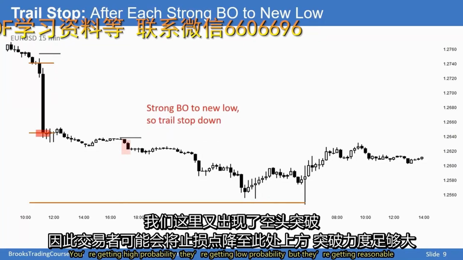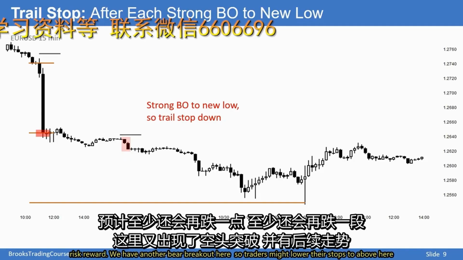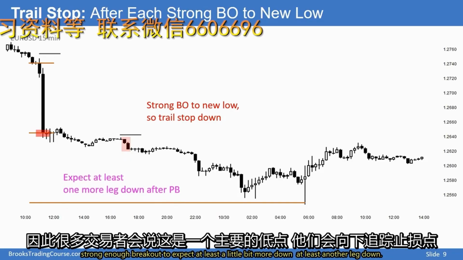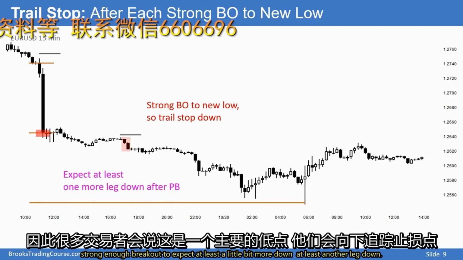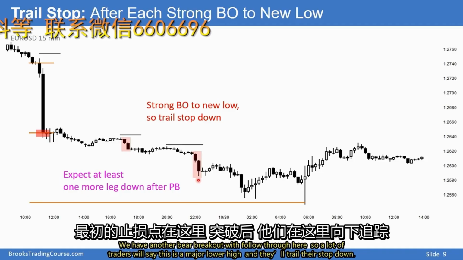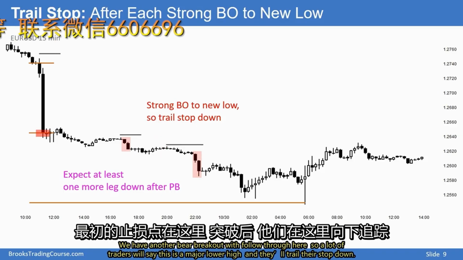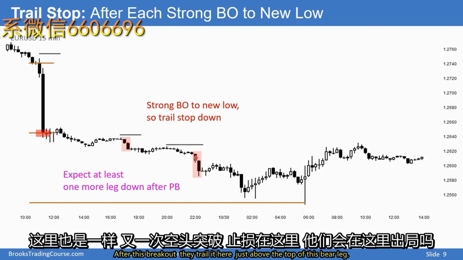You're getting high probability, they're getting low probability, but they're getting reasonable risk reward. We have another bear breakout here, so traders might lower their stops to above here. Strong enough breakout to expect at least another leg down. We have another bear breakout with follow through here, so a lot of traders will say this is a major lower high, and they'll trail their stop down. Initial stop was up here, and after this breakout, they trailed it down here. After this breakout, they trail it just above the top of this bear leg.